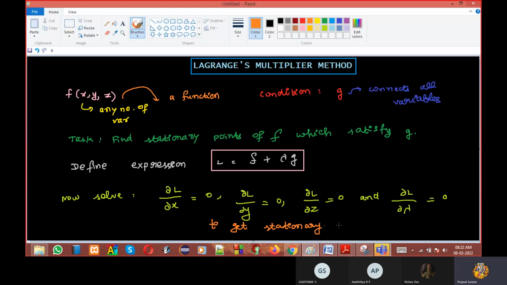Definitely you want 100% clarity. Is it clear? 50% is clear. When you do the question, it will become 100% clear.